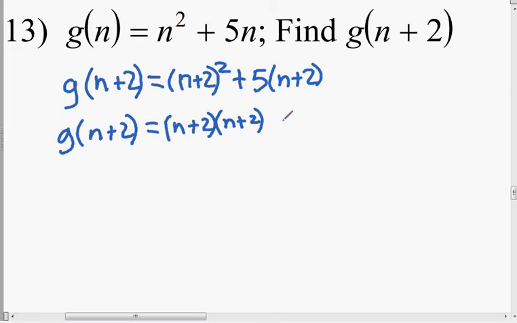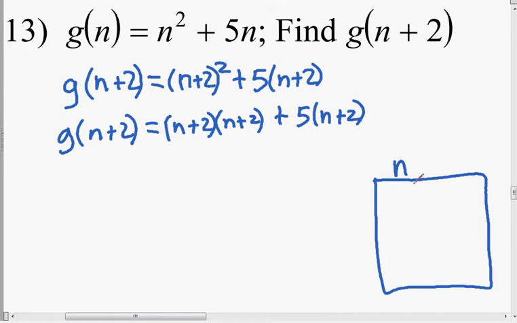When I see it that way, it's more obvious that I need to do the area model. Plus 5 times n plus 2. So I do my area model. The top is n plus 2. The side is n plus 2. I'm going to represent this product, this multiplication, as an area. So n plus 2 times n plus 2, I get the area.